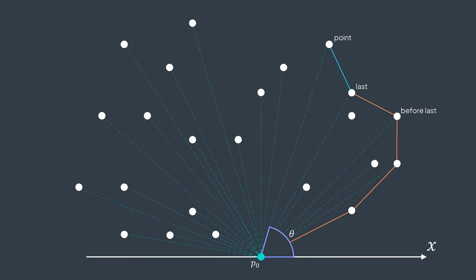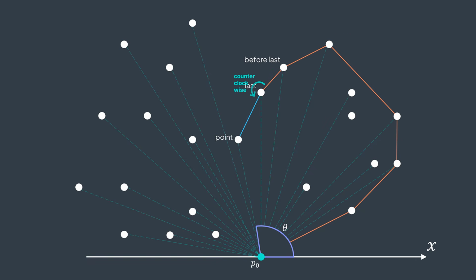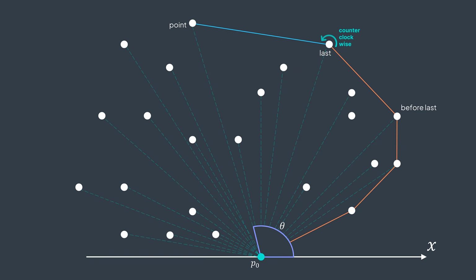Let's continue. Next point. The orientation is clockwise, we pop. The orientation is now counterclockwise, we can insert. Next point, counterclockwise, we insert. Next point, counterclockwise, we insert. Next point, counterclockwise, we insert. Next point, clockwise, we pop. Clockwise, we pop. Still clockwise, we pop. And now counterclockwise, we insert. And the process continues like that until we finish traversing points.